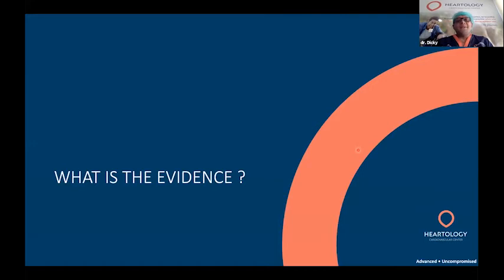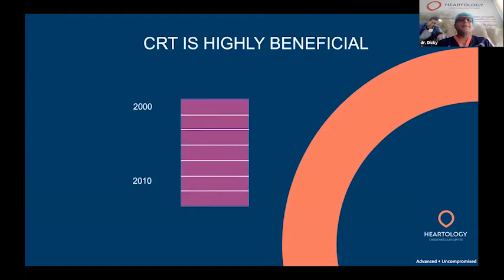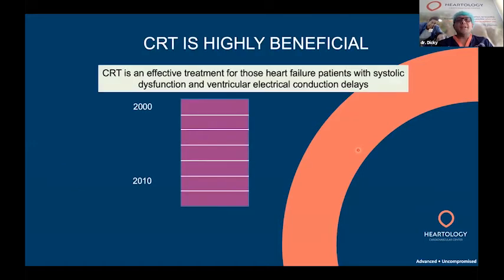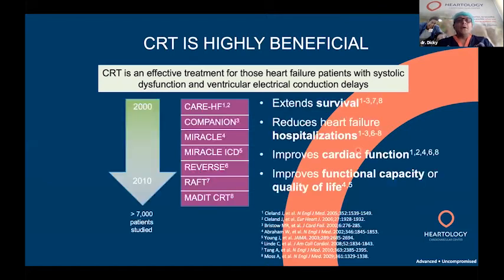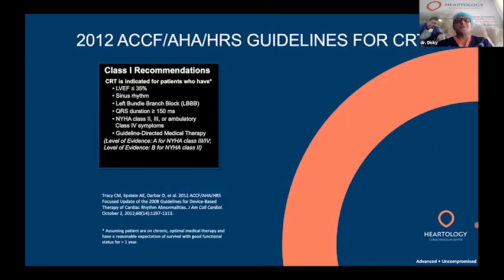But what is the evidence? There's a lot of evidence that CRT is highly beneficial. Since the year 2000, there are a lot of randomized controlled trials which show CRT extends survival, reduces heart failure hospitalizations, improves cardiac function, and improves functional capacity or quality of life. More than 7,000 patients were studied.